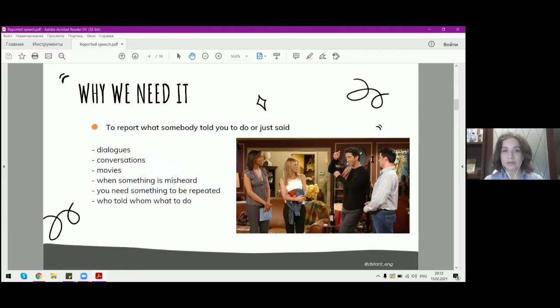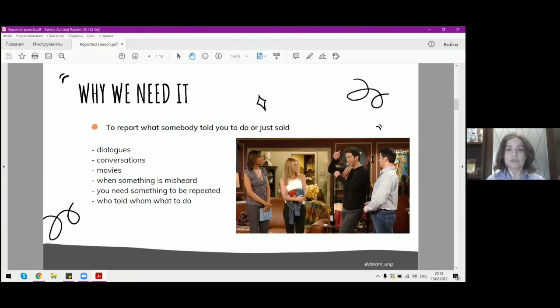So why do we need it? We all have dialogues. We all have conversations. We all watch movies and TV series, and there something is happening, right? And we want to retell it correctly. Also, when something is misheard, you need to ask somebody, what did he say? Yeah, what has he said just right now? So it is the situation why we need it.